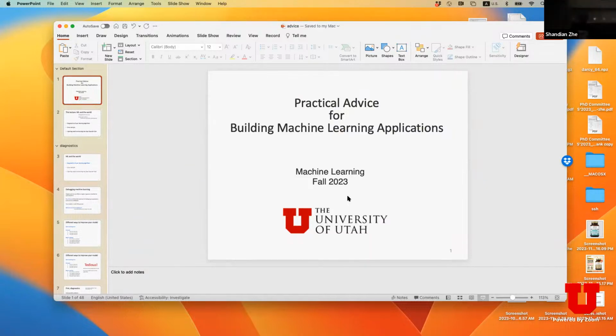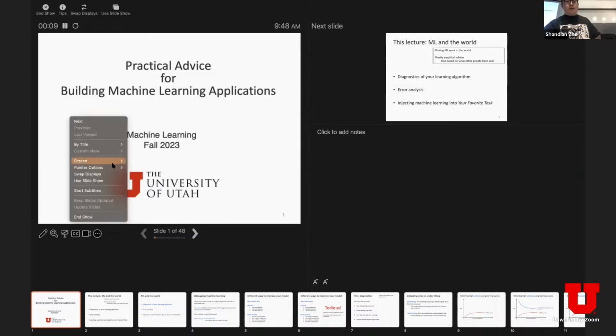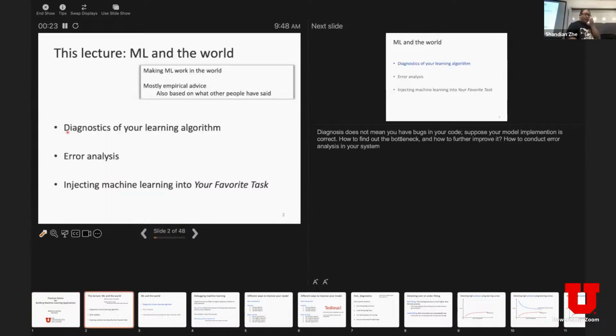The remaining task for today's lecture is to share some practical advice for building machine learning applications. I think that will be more important and more interesting to you in the long run. We're going to discuss three aspects. First, in a practical scenario, how to diagnose your learning algorithm.